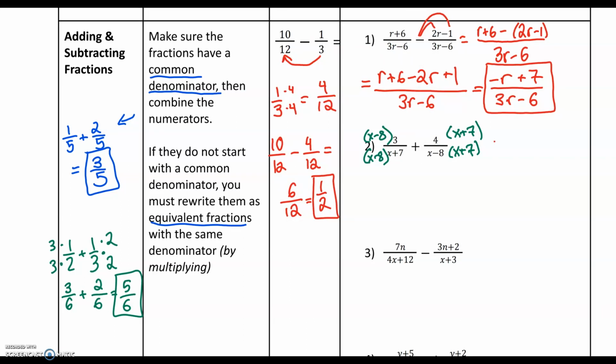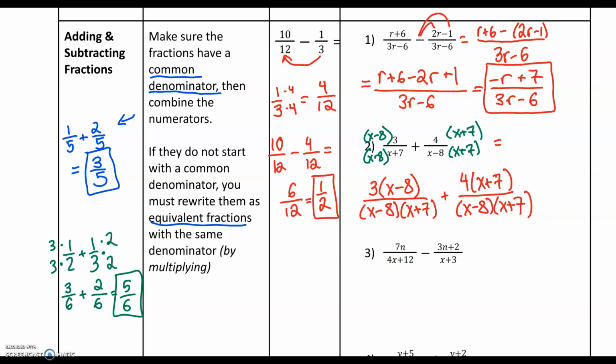And just to clean that up, we're doing 3 and multiplying it by x minus 8 over x minus 8 times x plus 7. You can leave it in factored form, which makes it easier. And to that, you're going to add 4 times x plus 7 over the same denominator, x minus 8 times x plus 7. And now these fractions have the exact same denominator because you multiplied them by each other.